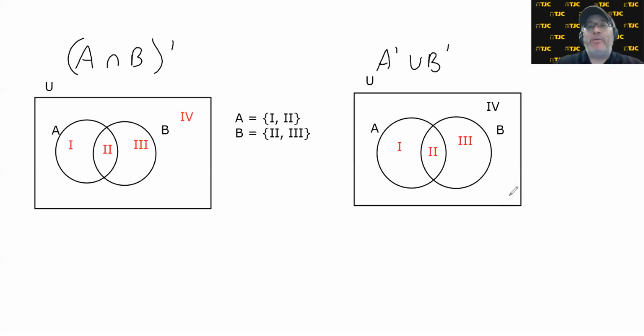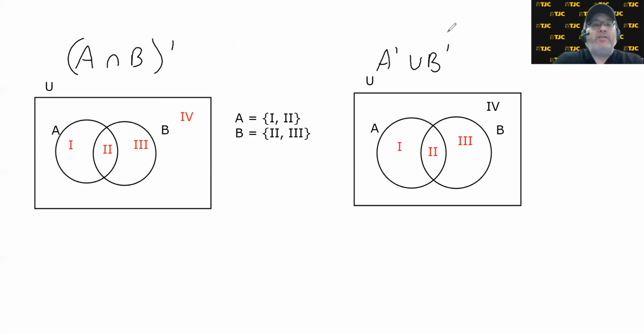I've already got a Venn diagram set up for each, for the complement of A intersect B, and for A complement union B complement. And just a reminder, in a two-circle Venn diagram, set A consists of regions 1 and 2, set B consists of regions 2 and 3. So now we're really starting to put everything together.